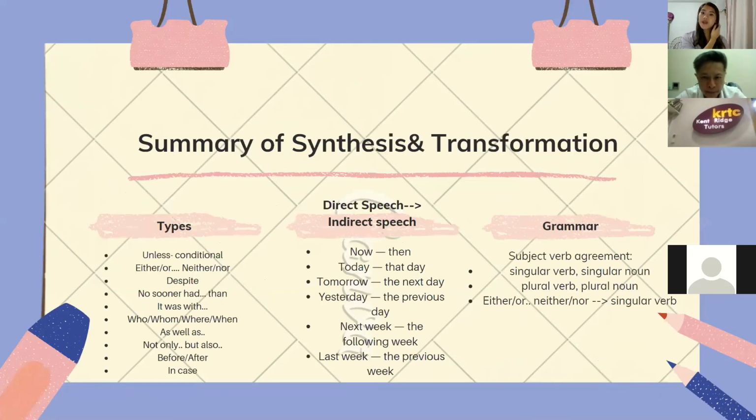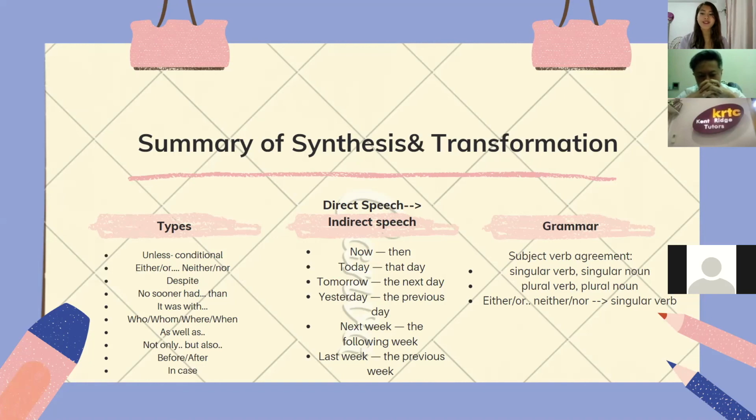All right, so here is a quick summary because I think this is probably the most content-heavy part. Okay, we have the types of questions here: unless, which is conditional, either or, neither nor, despite. Okay, pay attention to unless and despite. You need to change the adjective to the noun form. No sooner had than. Okay, they're happening around the same moment or one after the other.